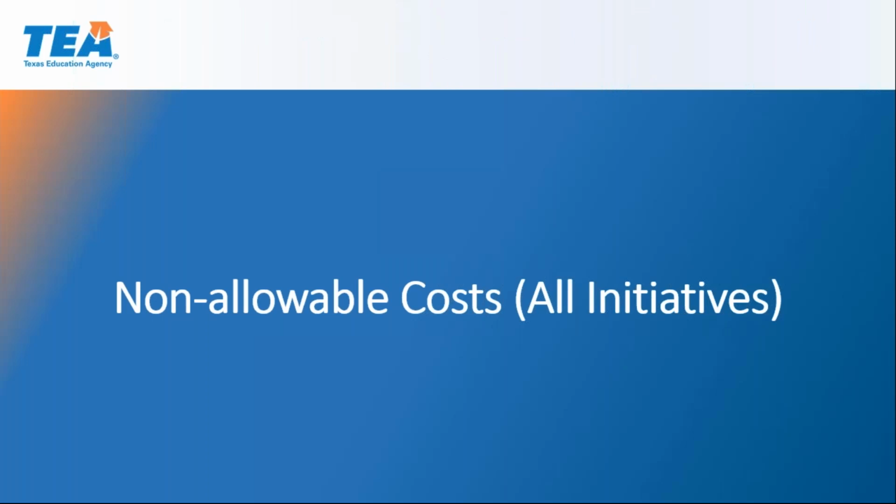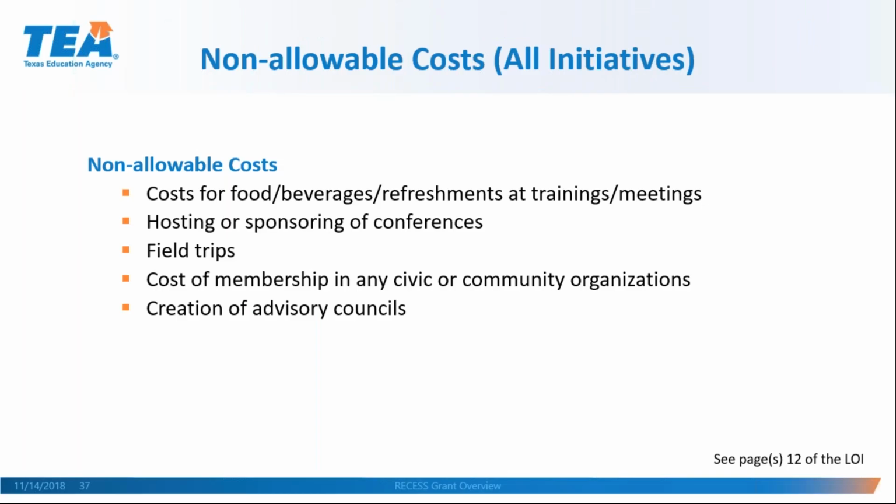This is Whitney Wallace again. We will now discuss non-allowable costs for the Recess grant. The following are non-allowable costs for all initiatives. Costs for food, beverages, refreshments at trainings or meetings, hosting or sponsoring of conferences, field trips, the cost of membership in any civic or community organizations, or the creation of advisory councils.